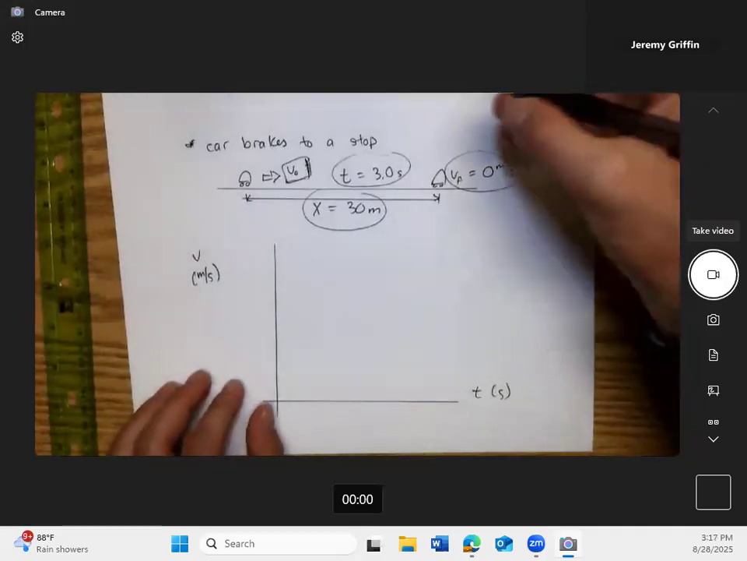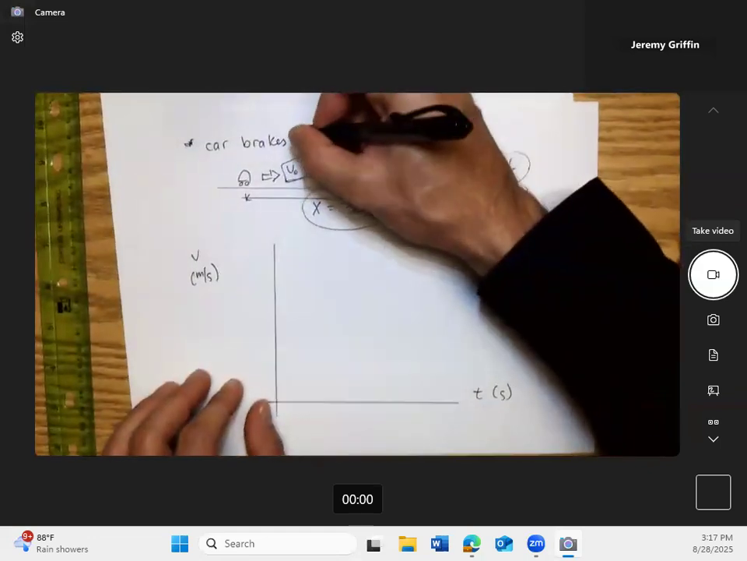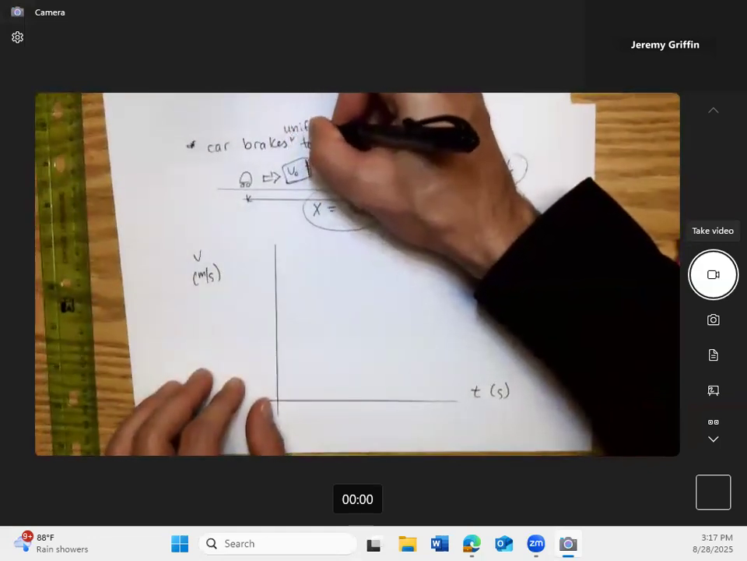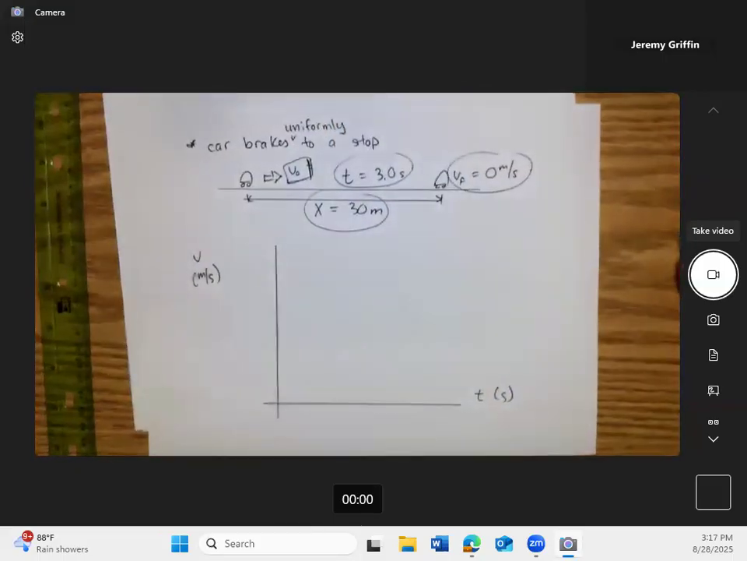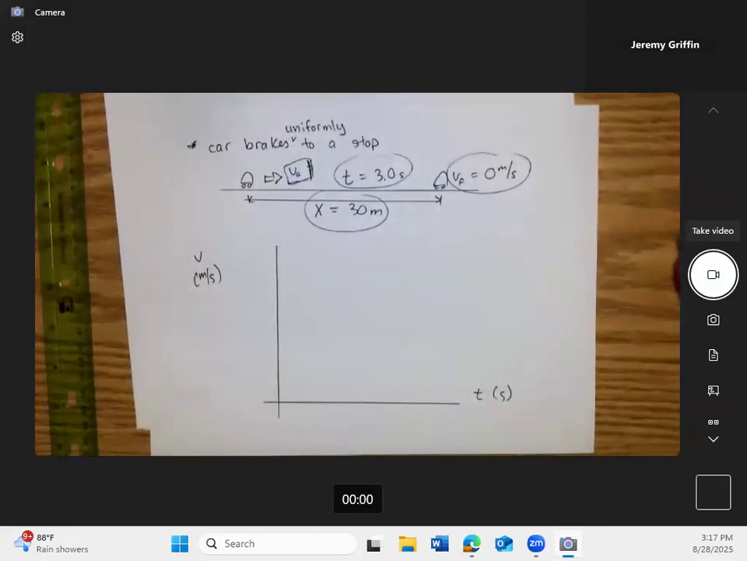Actually, I should throw in a word: brakes uniformly to a stop. That means constant acceleration. Most physics textbooks might mention that word. Like it's slowing down at a constant rate. Car brakes uniformly to a stop. And notice it's a velocity versus time graph, not distance versus time, not acceleration versus time. I'm just looking at velocity versus time.